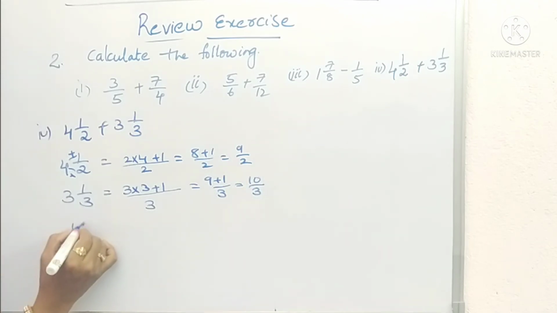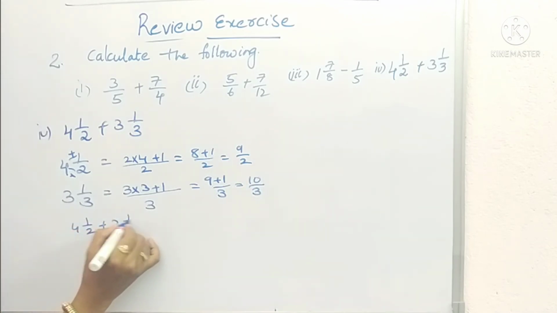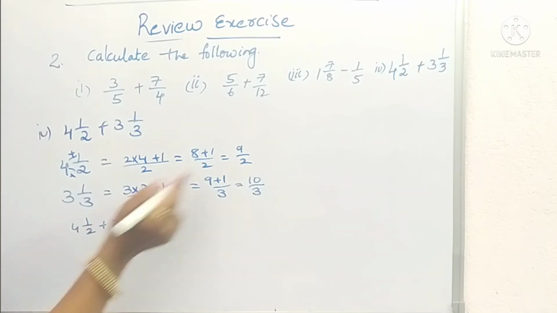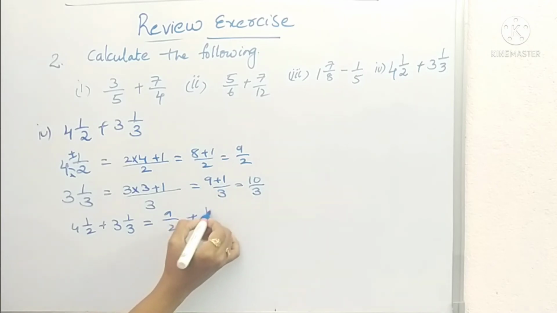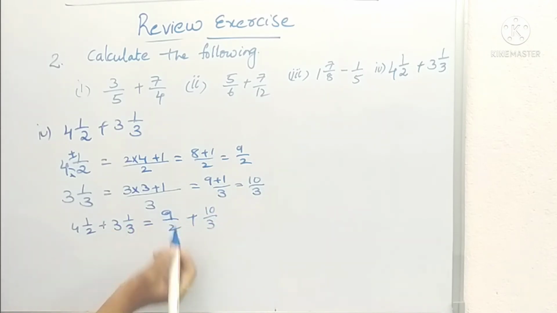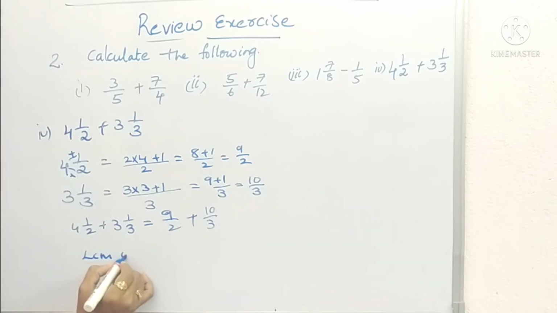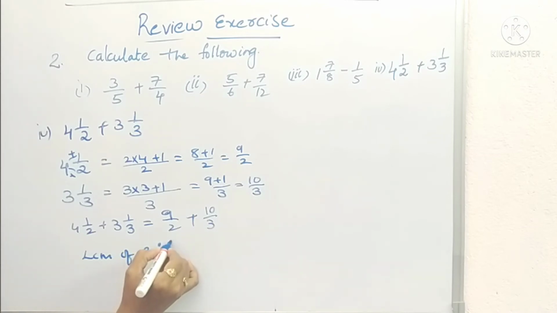So 4 1/2 plus 3 1/3 became 9/2 plus 10/3. Now we have to add these two. So what is the LCM of 2 and 3?